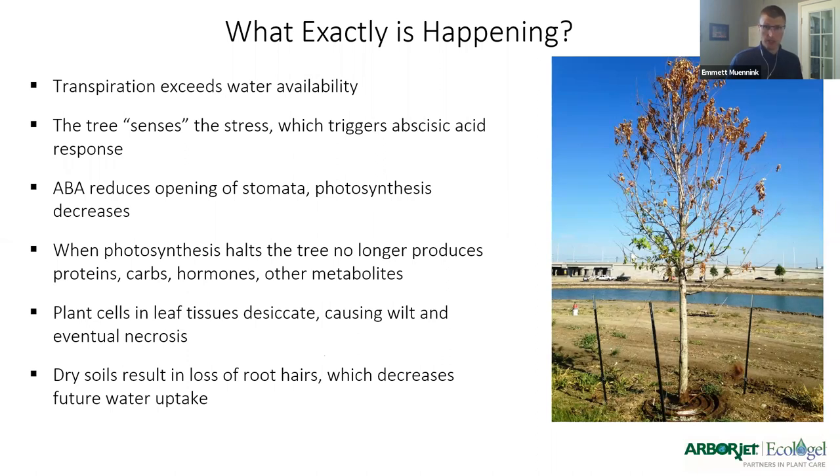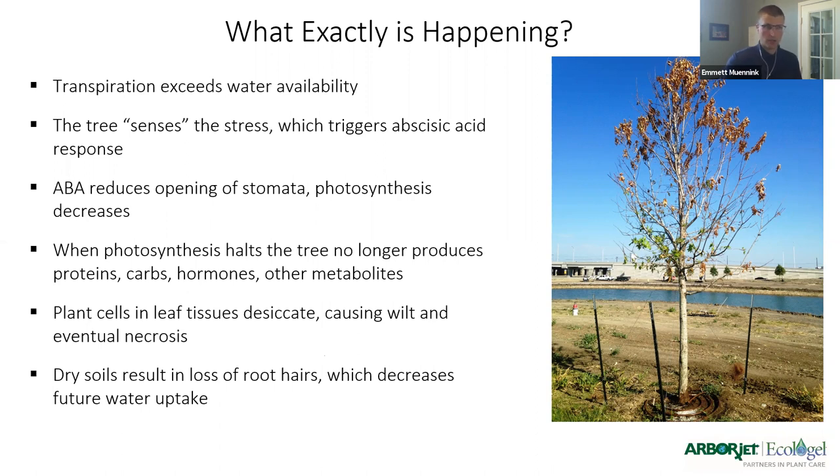If water still doesn't get added back to this equation, that's where you're going to start to see those plant cells desiccate. You'll see the marginal necrosis of the leaf, wilting. That's what you see above ground, and that's generally what people are focused on. But all of this drought is happening below ground. So what happens? Your soil is drying out.